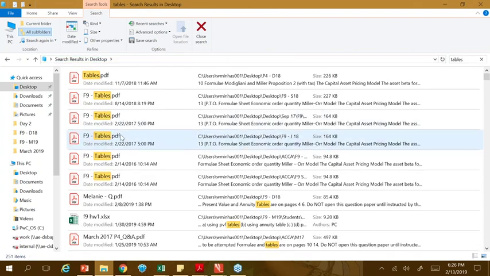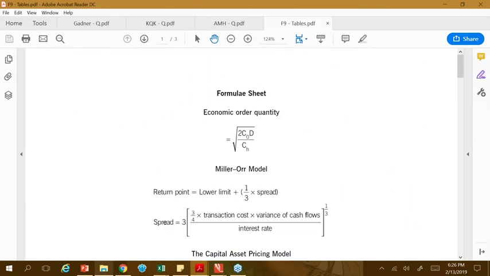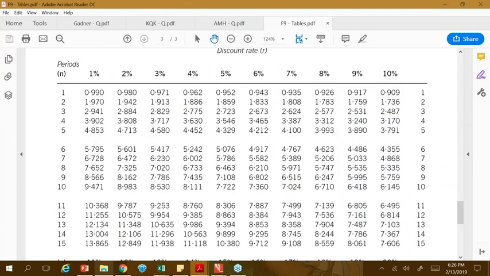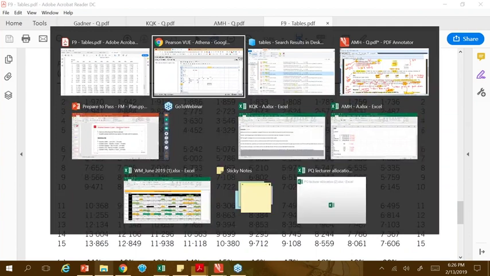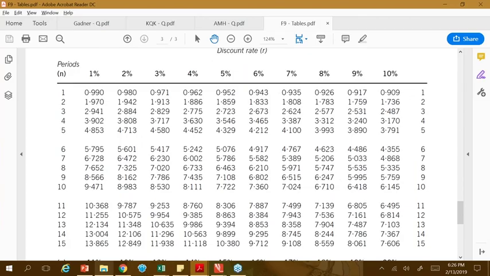So here are the tables. We're looking for the 5% annuity for 6 years, which is 5.076. Looking for the 10% annuity for 6 years, which is 4.355.